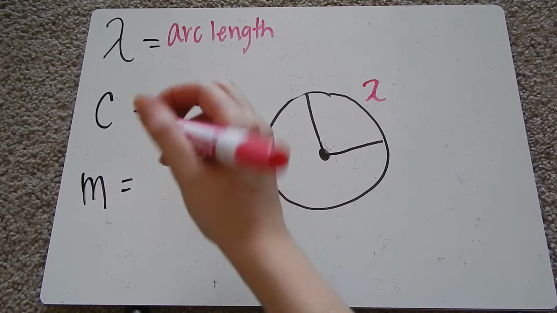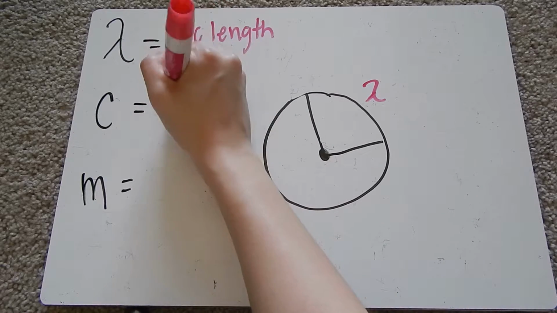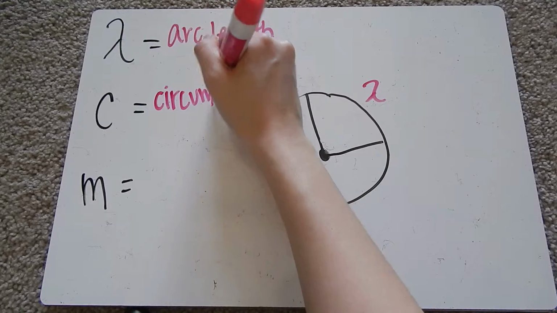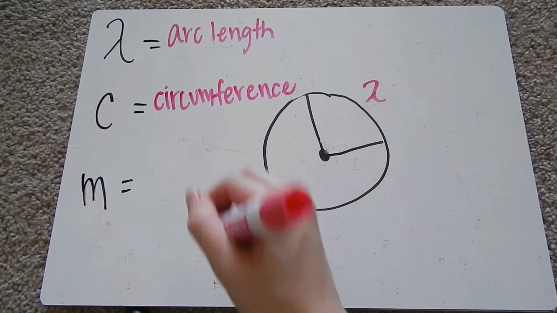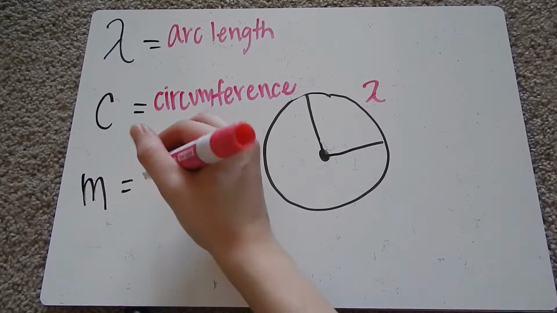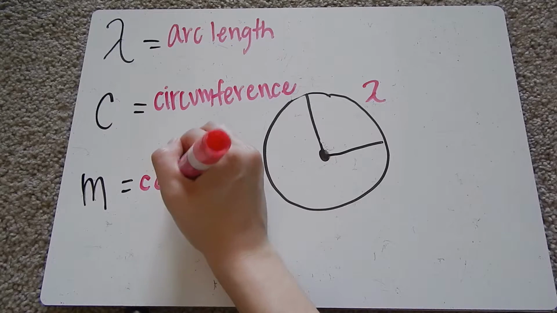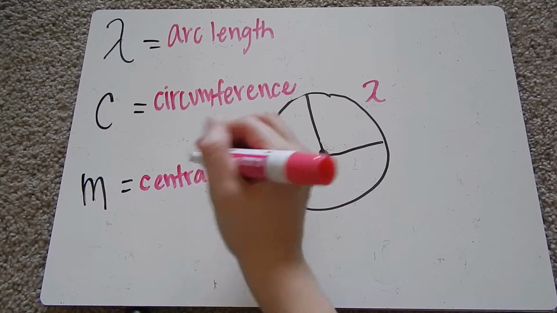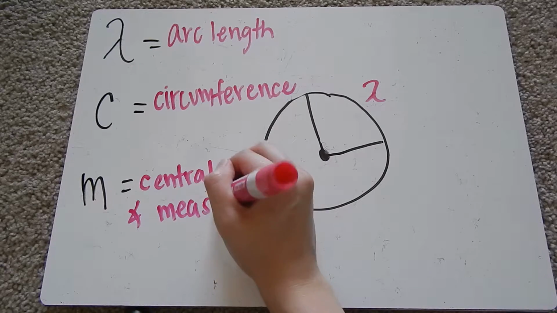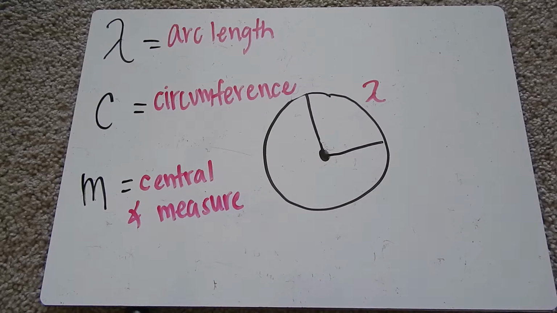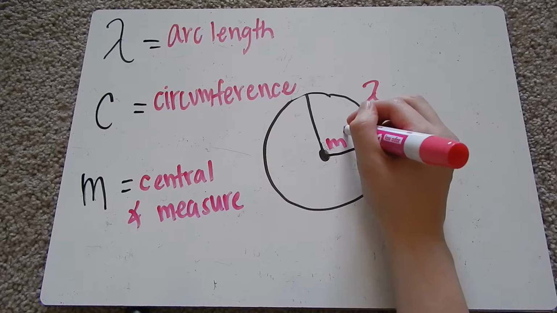Then we have C. C is going to stand for circumference. We should have already known that one. And then we have M. M is going to be the central angle measure. So this M is going to be degrees. So it's going to be here, M degrees.